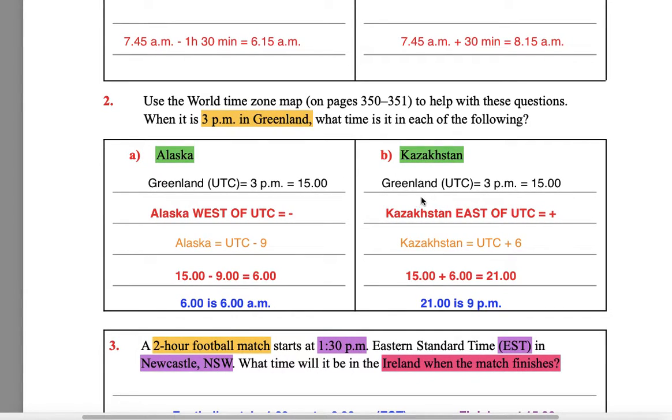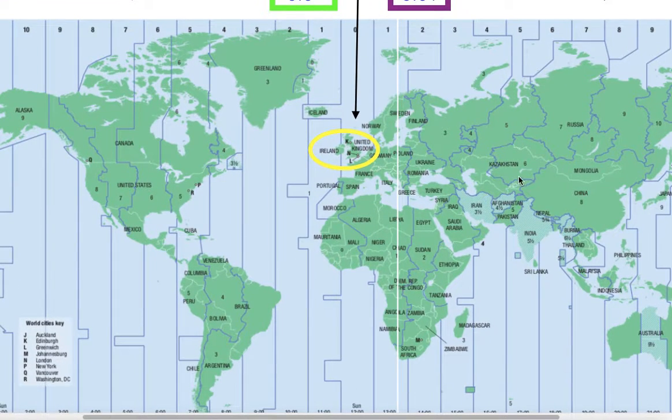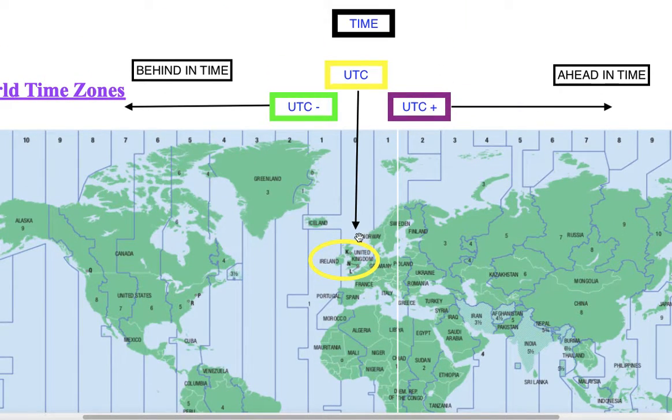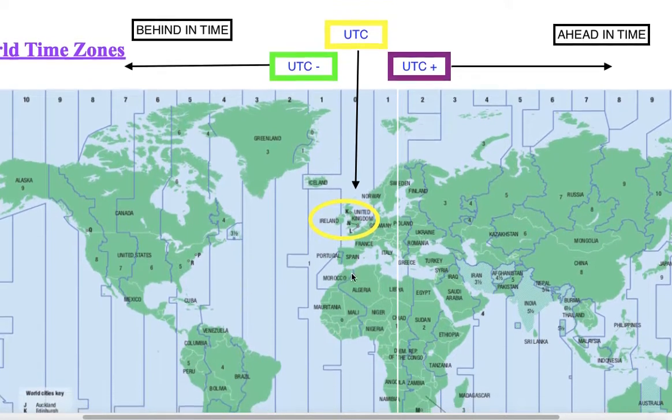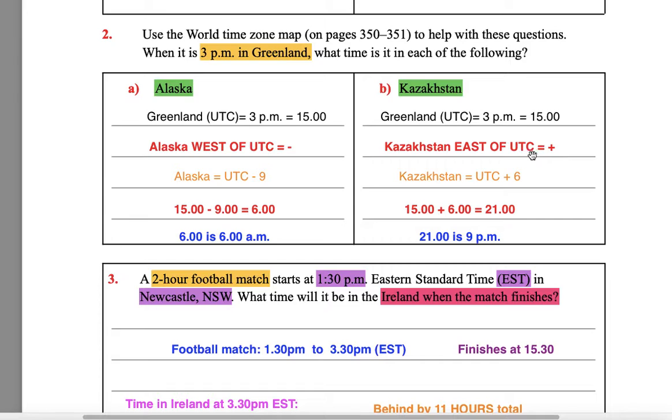And next one, we've got Kazakhstan. So again, let's have a look for Kazakhstan. So Kazakhstan is actually here, and this particular one is 6. And because it's east of Greenwich, which is here, we'll actually be adding time instead of minusing it. So we're adding 6 hours to our original time. Let's see if that works. So I'm adding 6 hours of time. So again, change your starting time into 24-hour to make it easier. And you end up with 2100, and 2100 is actually 9 p.m.